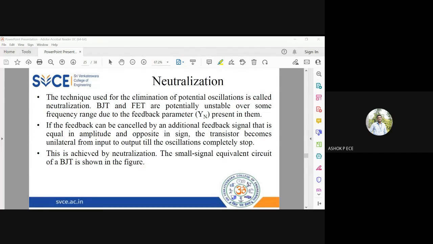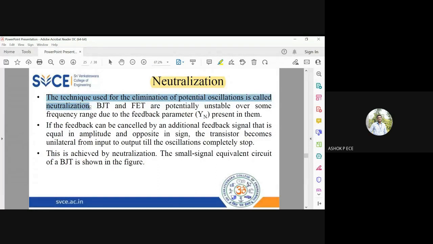So we should ensure that the resistance is always a positive number. It should not go negative, or become less than zero. And the reactance part should be zero, or the inductive reactance should be cancelled by the capacitive reactance. You have to ensure the resistance is positive and the reactance part is completely cancelled out. That is going to be the criterion for us, and that method is called neutralization. The method by which I eliminate the possibility of an amplifier becoming an oscillator is called neutralization. It is the technique used for elimination of potential oscillations.